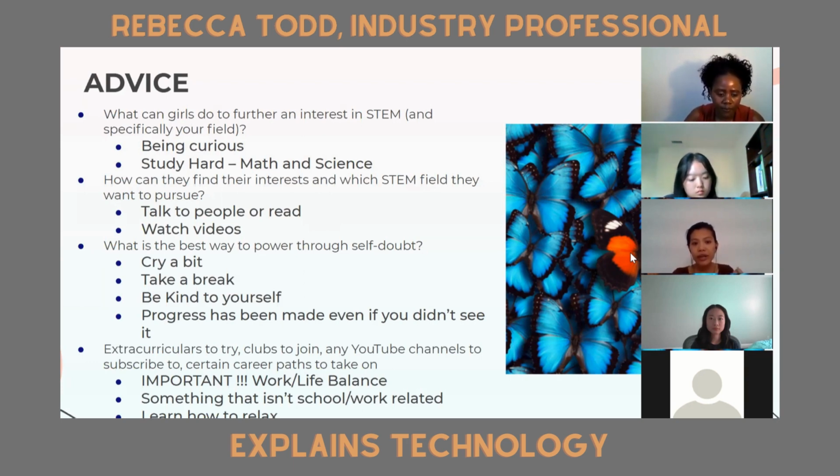How can we find interest in which STEM fields they want to pursue? Well, like these talks, you get to hear a diverse group of people, their different fields, where they work, what they like. Also, go talk to other people. Are there people around you who are doing this as well? Find out what they do. Or go and read. We have access to a lot of resources now on the internet. Type in something you like to do, see if there's a job about it, find out what those positions are, and then start.